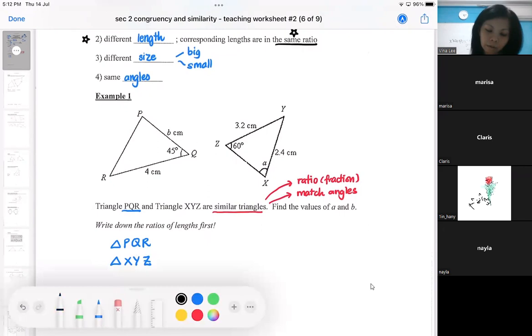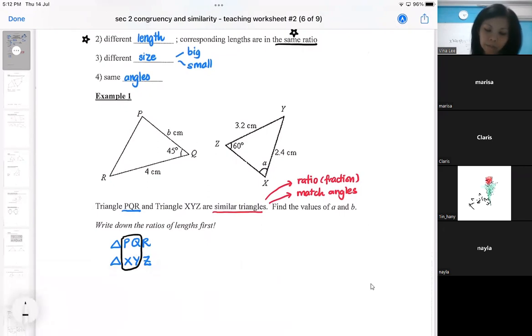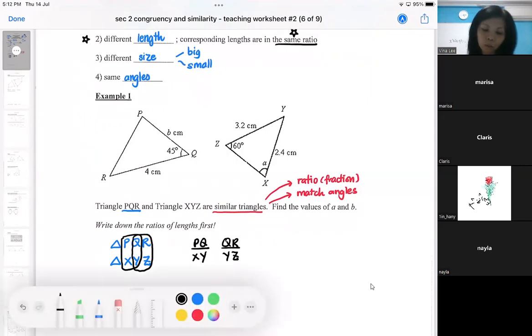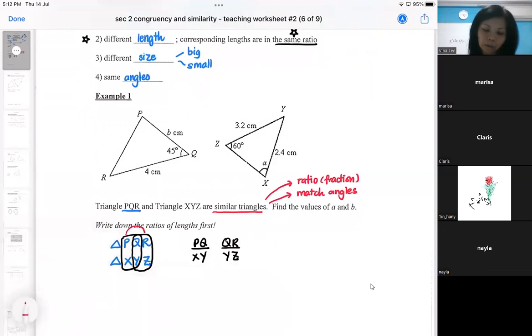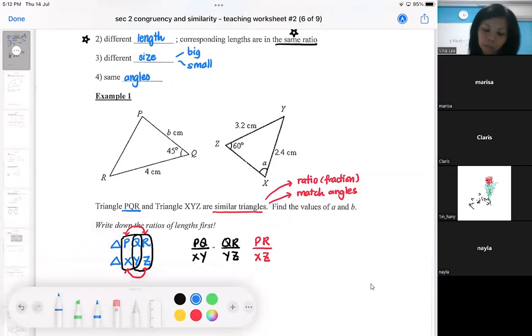Okay, so first ratio will be here. PQ over XY. So this is called ratio. PQ over XY. Can you see I circle up? Then I also have QR over YZ. So that's how I do my ratio. I would like you all to build these habits of writing ratio. Then I will have PR over XZ. And these three ratios are supposed to be equal.